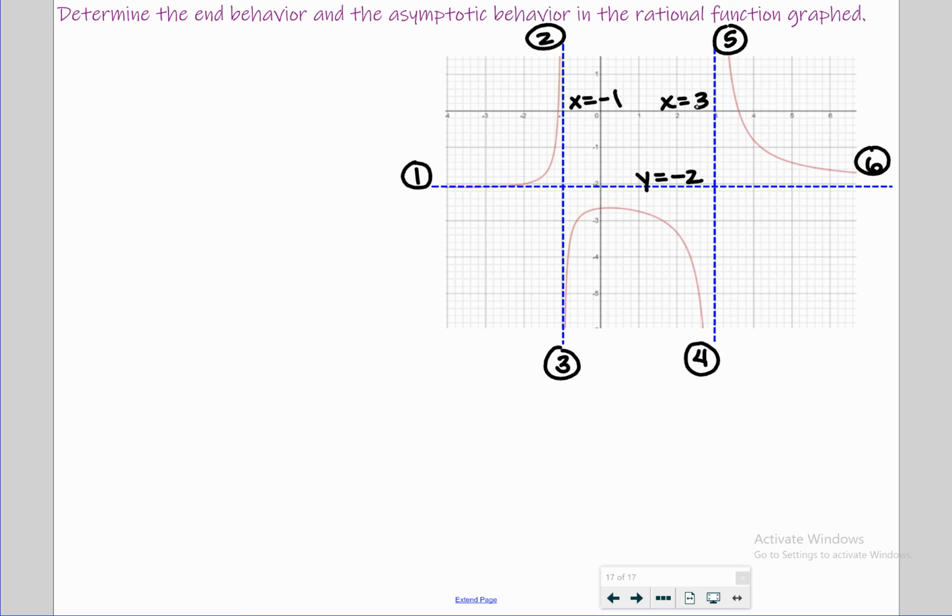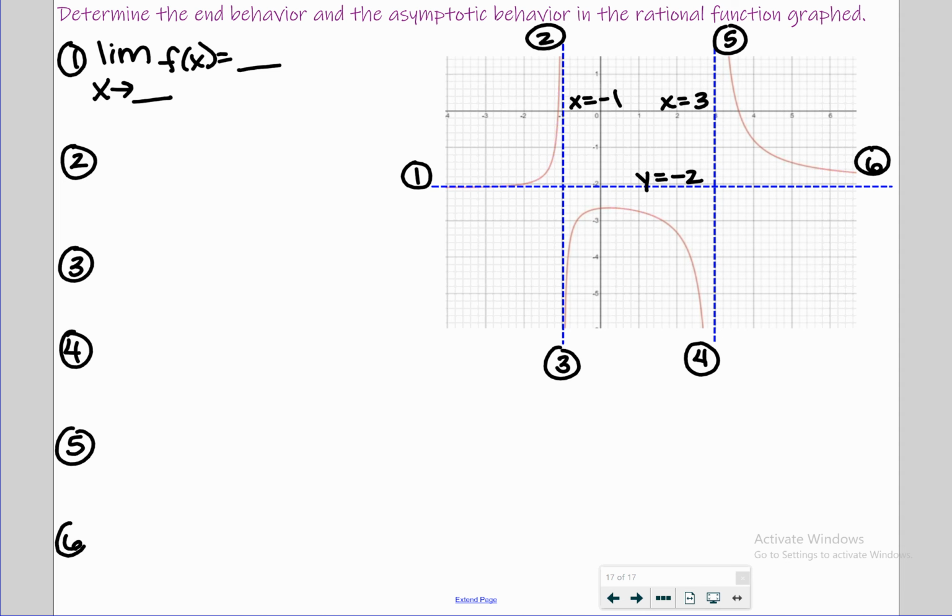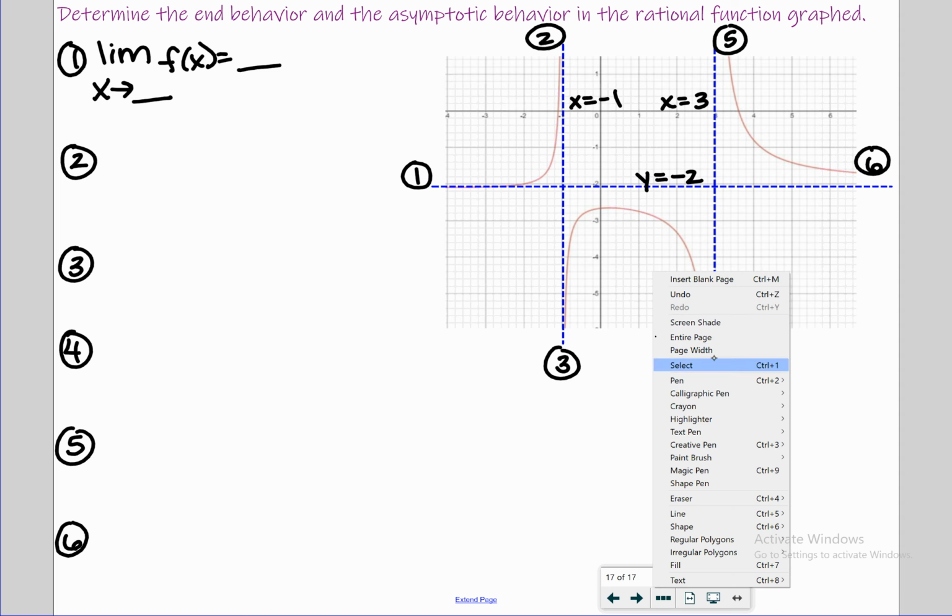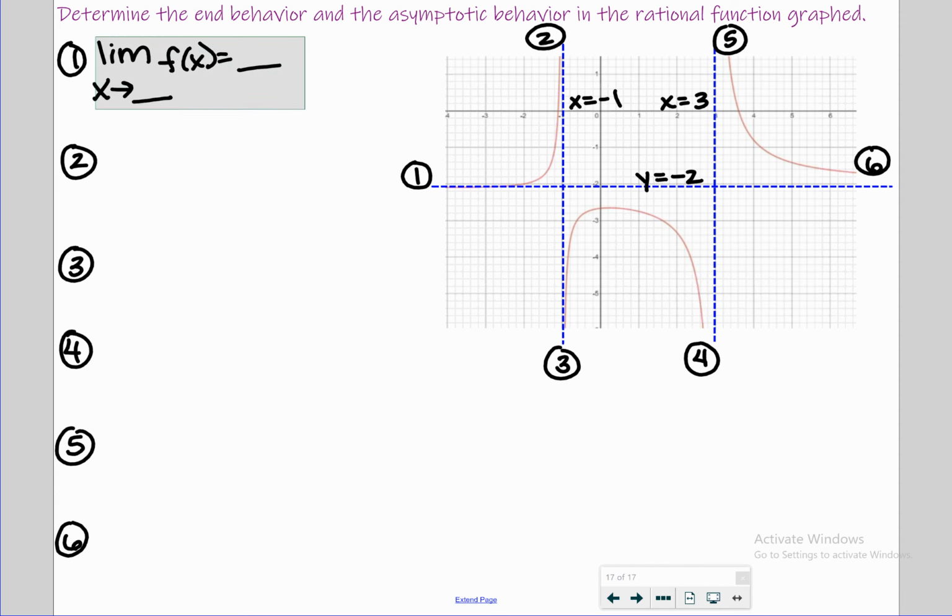Okay. Each end behavior should look like the following. The limit as x approaches something, and then technically we should put a function notation here. If you don't put a function notation, though, I'm not going to mark it wrong. So you're saying what x is approaching and what the y is approaching. Okay, and that's what all 6 of them are going to look like. Just leave it like that.